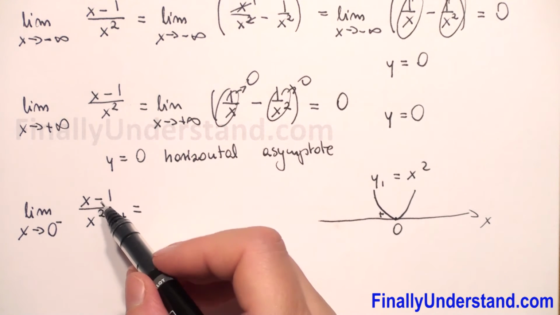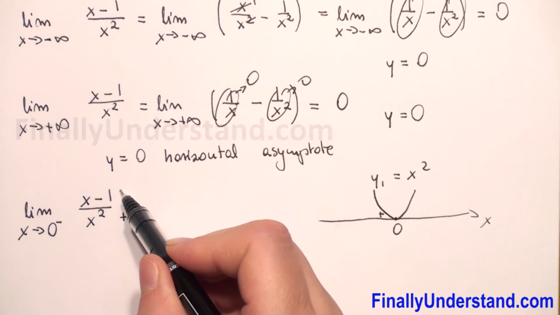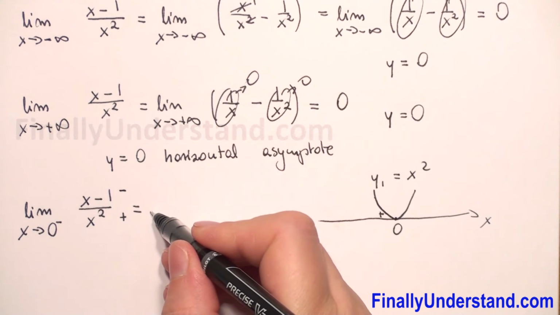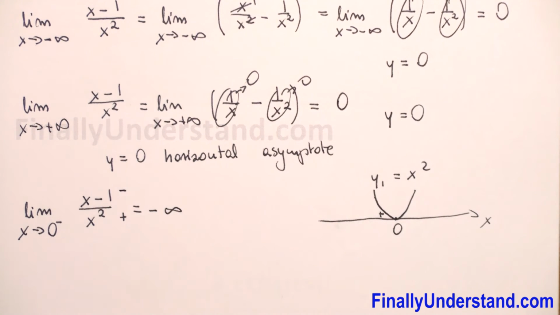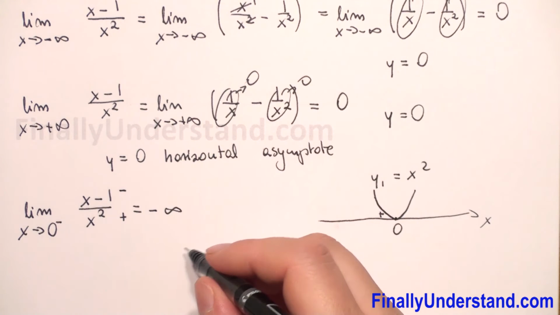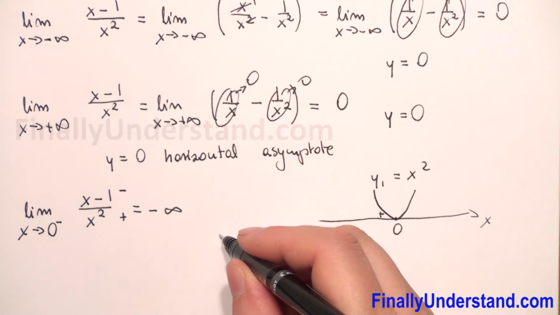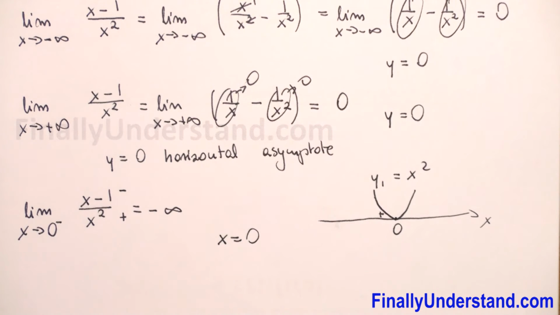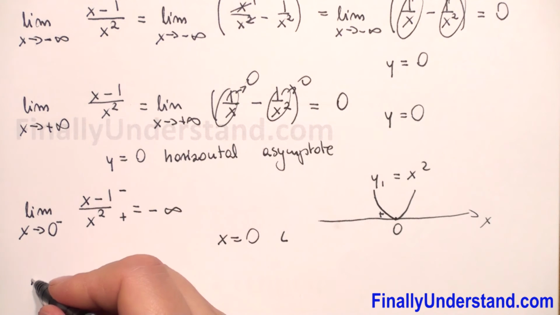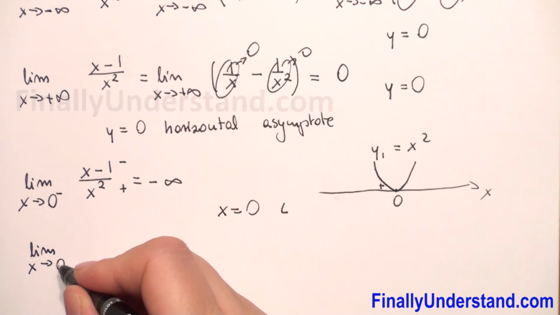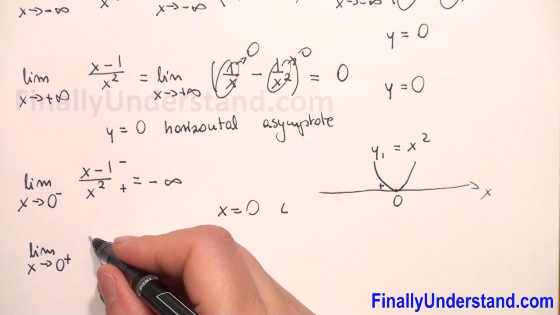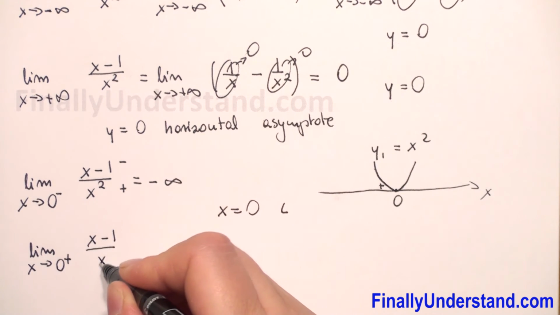And in the numerator, we have 0 minus 1, which is a negative number. Negative over positive gives us negative infinity. So we have a vertical asymptote on the left side, x equals 0. So I can write left, and we have to check now the limit as x approaches 0 from the right of (x minus 1) over x squared.